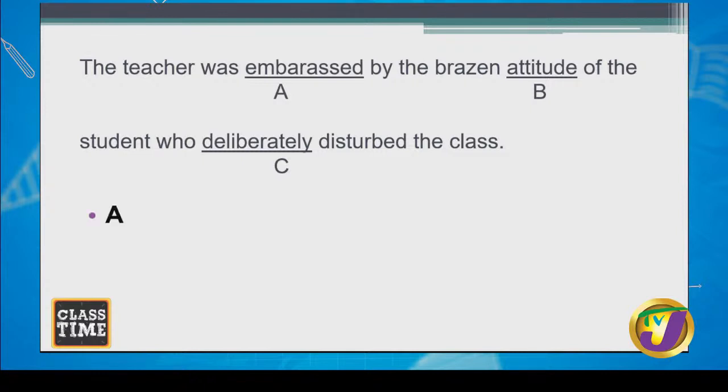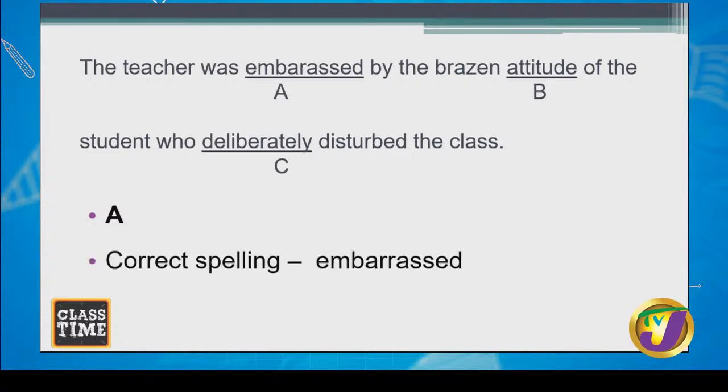So embarrassed is spelled incorrectly. How do we correct the spelling for embarrassed? Did we leave off something or did we have something extra? In this case, we left off an R, so we needed two R's. So we needed a double R and a double S. All right, let's look at the other sentence.